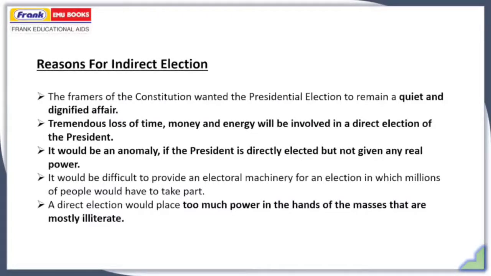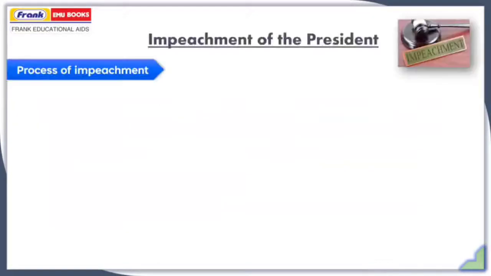Because according to the Indian constitution, India is a parliamentary democracy in which the real power rests in the hands of the Prime Minister or the parliament. So, if the president is directly elected but not given any real power, it would be an absurd affair. It would be difficult to provide an electoral machinery for an election in which millions of people would have to take part. And a direct election would place too much power in the hands of the masses that are mostly illiterate. So these are the reasons for the indirect election for the post of the President of India.